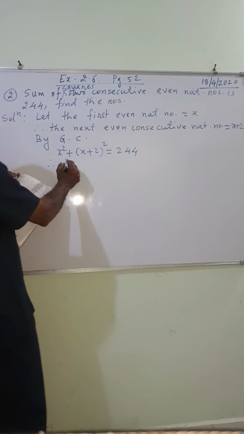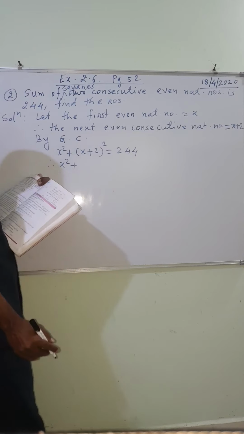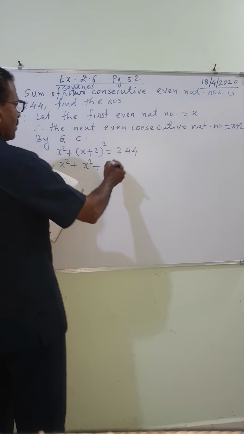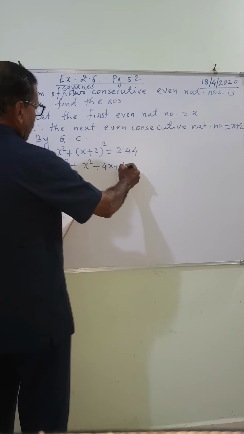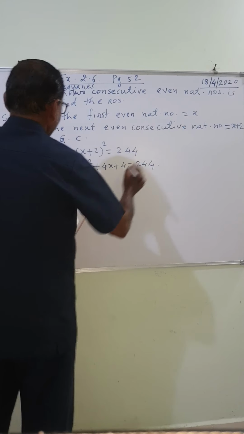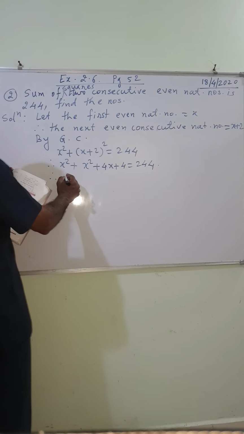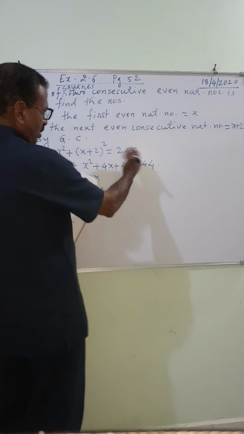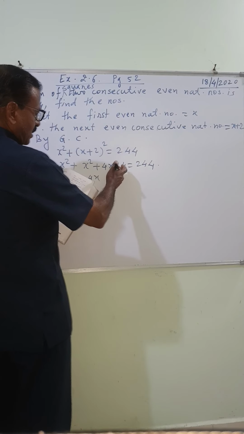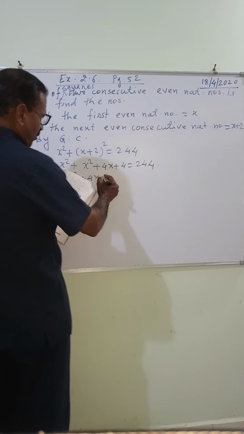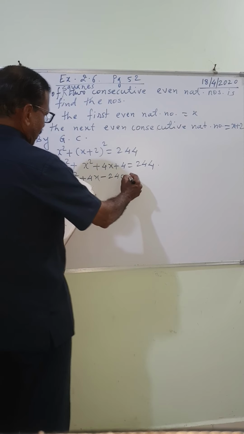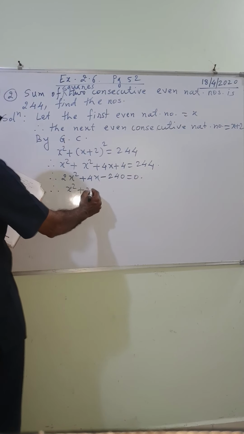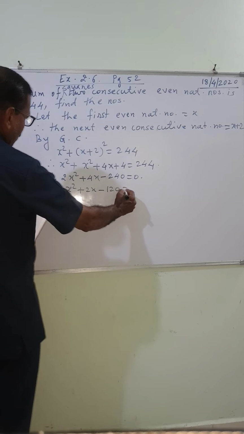Therefore, (a plus b) square is a square plus 2ab plus b square, that means x square plus 2 times x times 2, which is 4x, plus 4 is equal to 244. Therefore, x square plus x square is 2x square plus 4x. Bring this 244 here, it will become minus. This plus 4 and this minus 244 will become minus 240 is equal to 0. Now I can divide by 2. Therefore, x square plus 2x minus 120 is equal to 0.